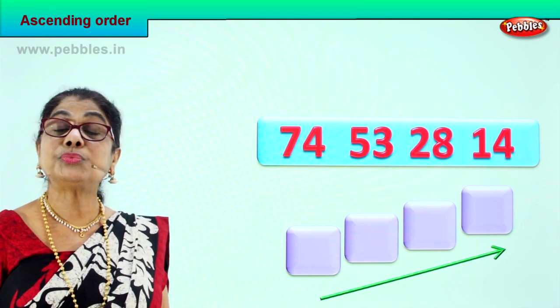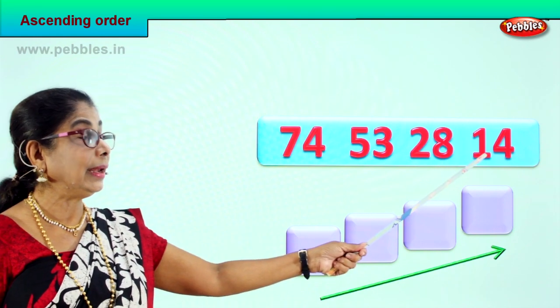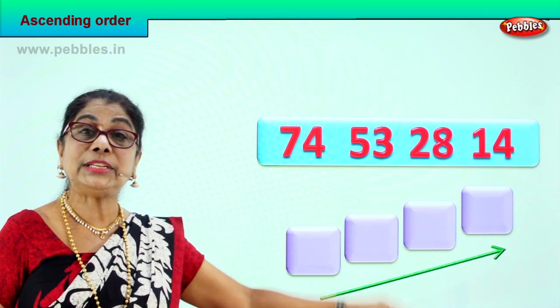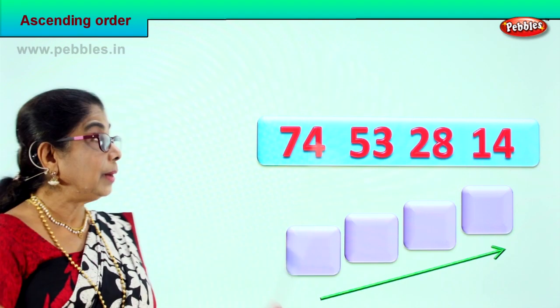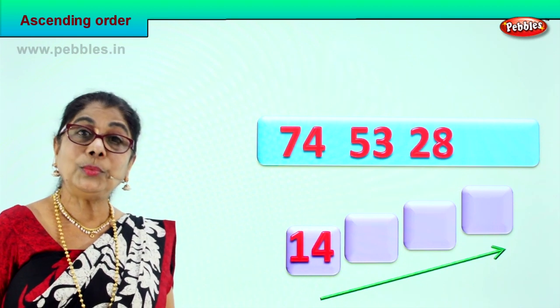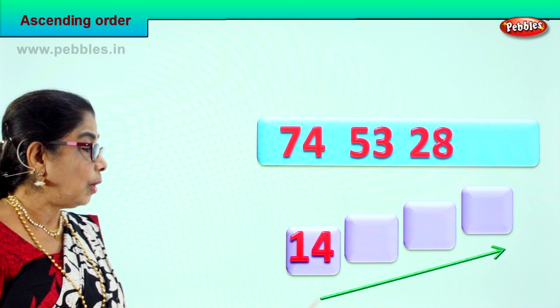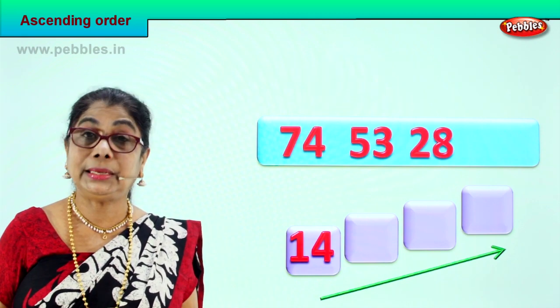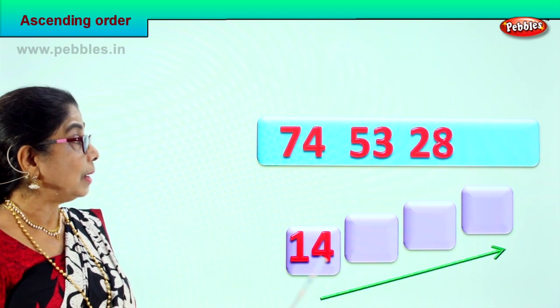Now we pick the smallest one. 1 ten, 4 ones, 14. That's the smallest number among the 4. We take it and put it here. We are doing ascending order. Smallest number to the biggest number. So 1 ten comes down.